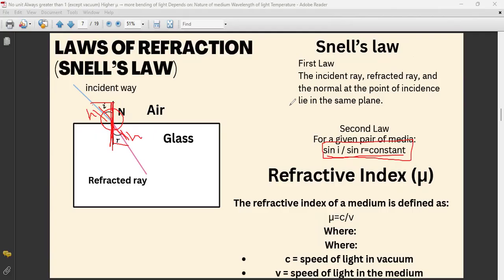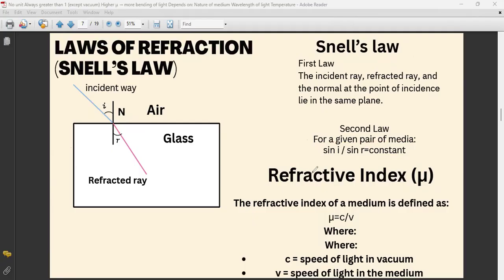That's why we have chosen sine here. So sine i upon sine r. Sine i means sine of the incident angle, and sine r means sine of the refracted angle. So that will be the constant, that is normal. Both of these laws are very easy. Please don't lose any of your marks over here for both of these laws.